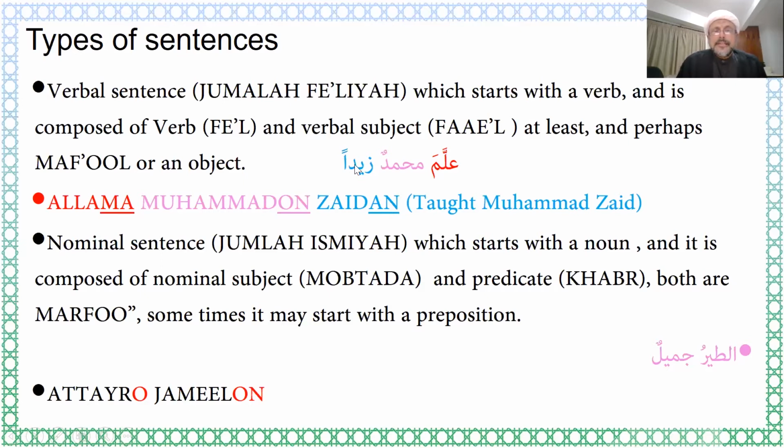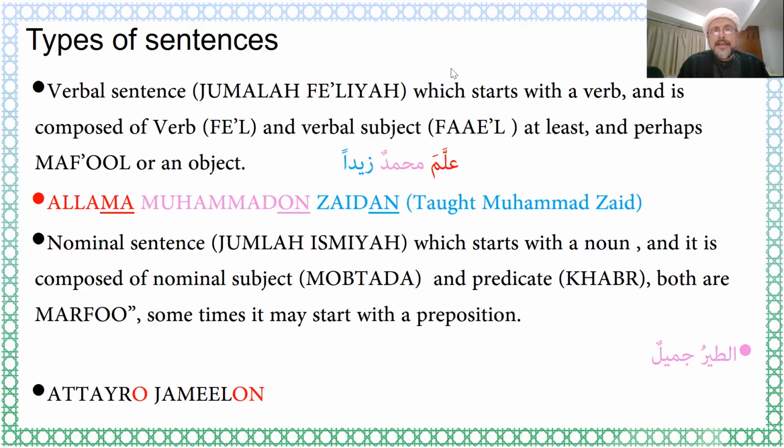Zaidan is blue, it's the object. So we have a verb, we have a subject, and we have an object. So this is called a verbal sentence, where you have a verb, verbal subject, fa'il, and verbal object, maf'ul. See the three words from one root. Fa'ala, to do. Fa'il, verb, allama, this is past tense.